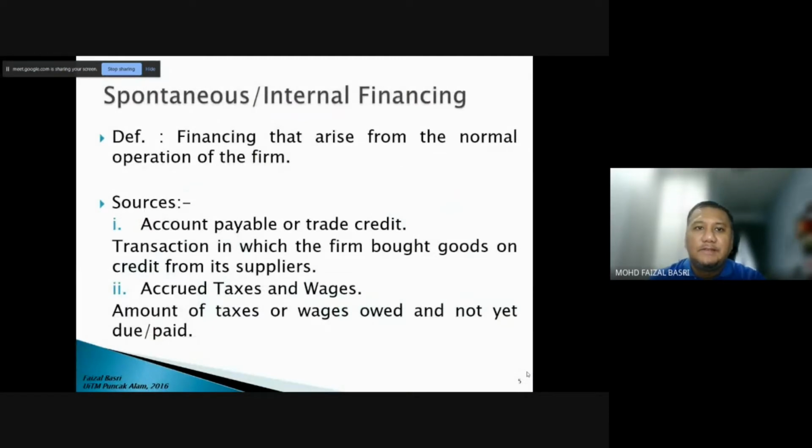Okay, so financing in terms of internal financing, this source of financing arises from the normal transactions or the operation of the business. As I said earlier, the commonly used would be under the trade credit, in which the transaction happens when the company buys goods from their suppliers and receives credit from the suppliers.